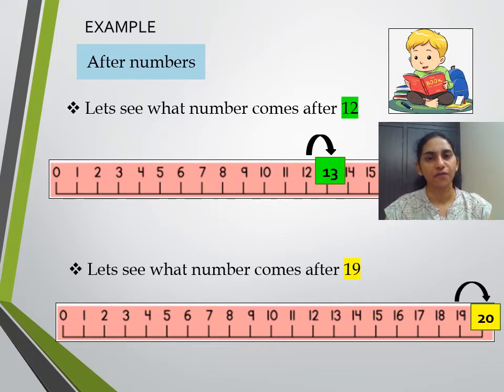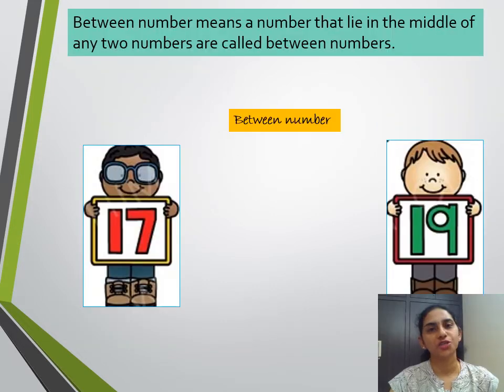Now, these are the after numbers, children. So, we'll go for the next one. Now, here we can learn between numbers. What is a between number exactly? A between number means a number which lies in between any two numbers. We have here 17 and 19. What numbers do we have, children? 17 and 19. So what number is missing between? Any guess? After 17, what number will come, children?